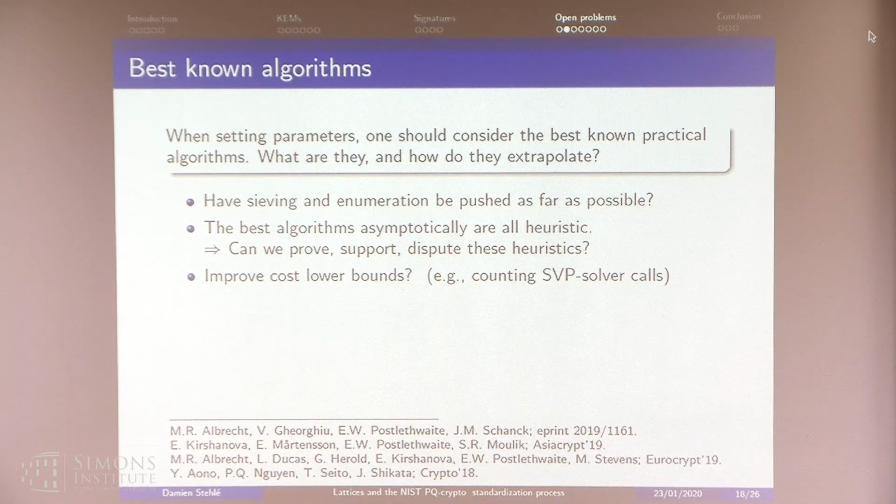Okay, so let me first go into the best known algorithms type of questions. When we set parameters, we consider the best known practical algorithms. So it's important to know what they are and how their costs are extrapolating. Martin discussed this quite extensively, so let me insist a bit more. For example, have sieving and enumeration been pushed as far as possible? These are the best known algorithms in practice. Can they be improved even more? If they can be improved a lot, that would have impact on security estimates.